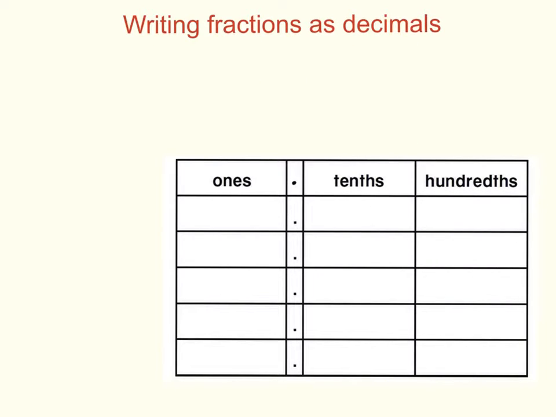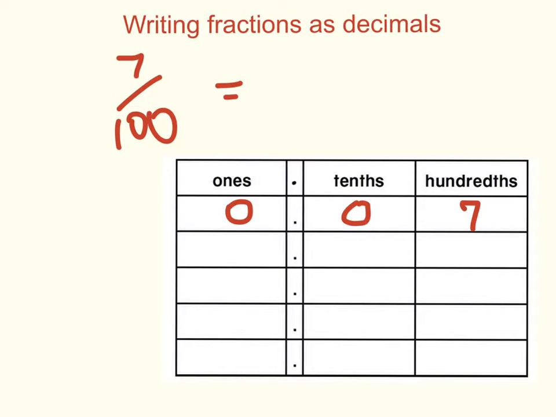This might be a tricky one. What if you have 7/100? Well, on my place value chart, I have 7/100, so I put a 7 in the hundredths. And that means that I have 0 tenths and 0 ones. So I would write it as 0.07. Because I have 7/100, my 7 is in the hundredths place value.